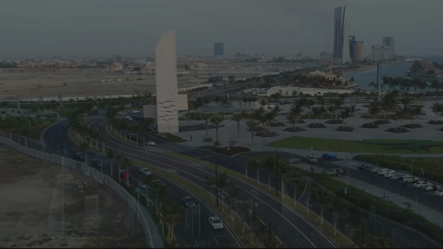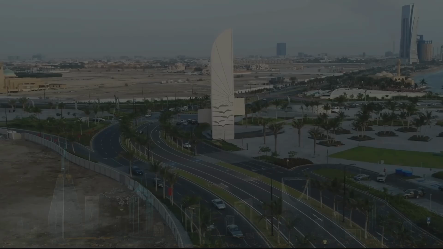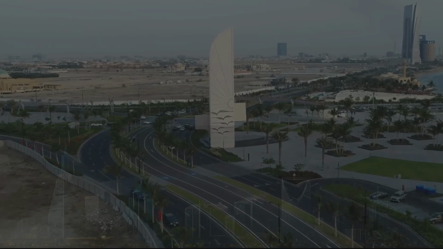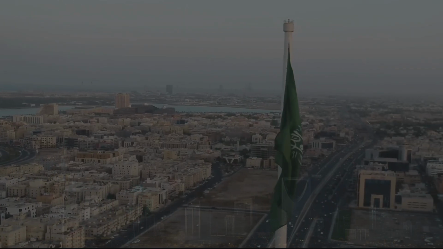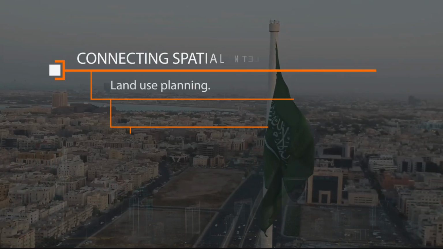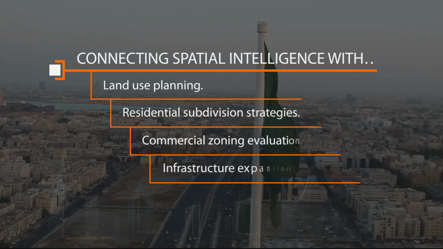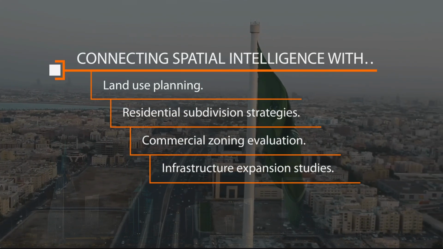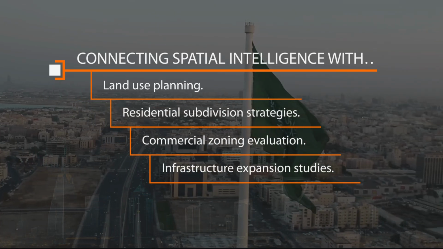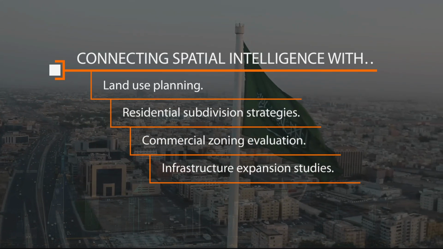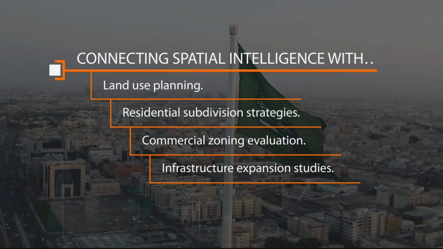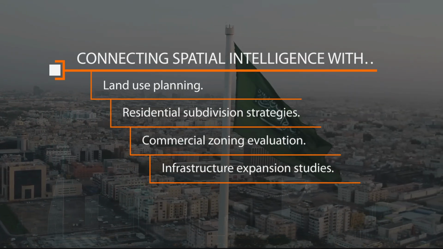And once we establish this level of urban understanding, the next step becomes connecting urban intelligence directly with future planning workflows. This is where the integration between urban growth analysis and urban planning becomes extremely valuable. Organizations can begin connecting spatial intelligence with land use planning, residential subdivision strategies, commercial zoning evaluation, infrastructure expansion studies, government housing initiatives, and smart growth planning approaches.